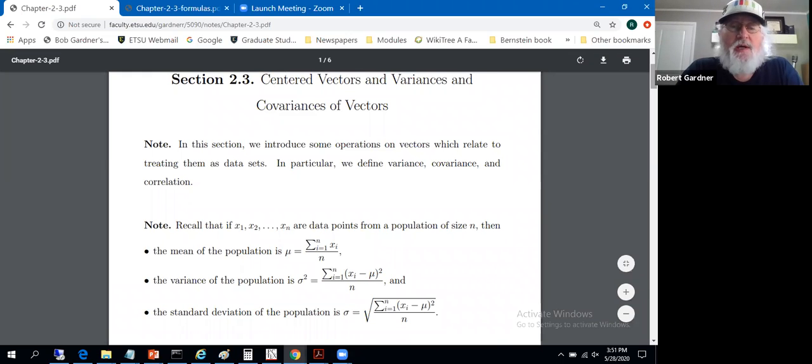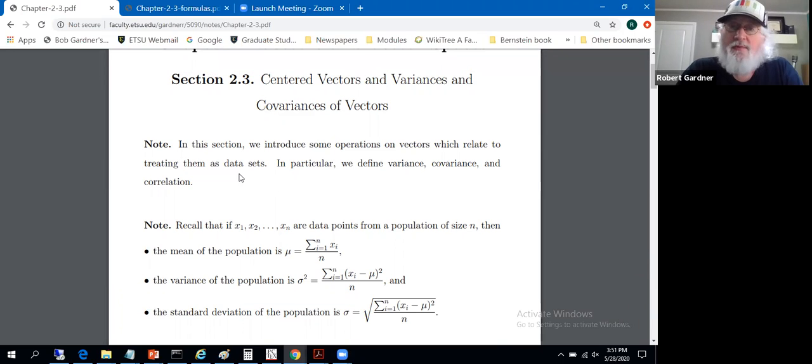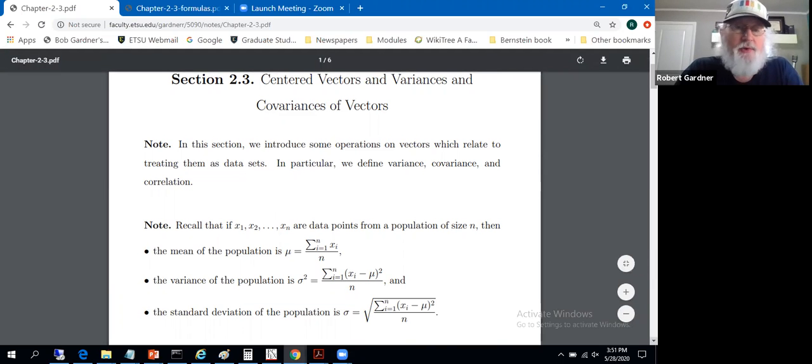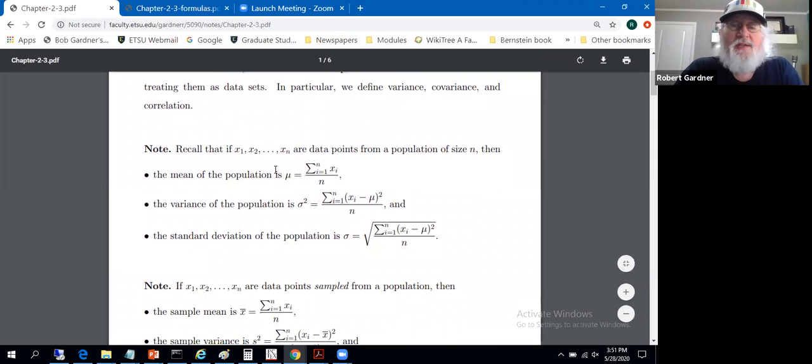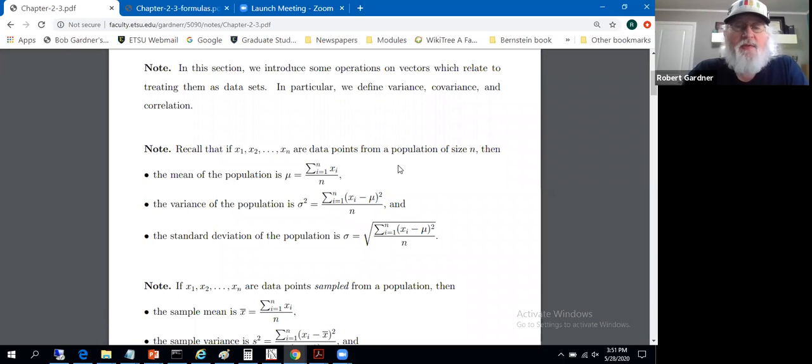We'll treat in the notes, based on the book's results, vectors as if they were data sets. We'll primarily treat them as if they're samples from a population, but let's start out talking about some population parameters. Recall, if x1 through x sub n are data points from a population of size n, then the mean of that population, mu, is the sum of those x values divided by the number of those x values, the sum from i equals 1 to n of x sub i divided by n.